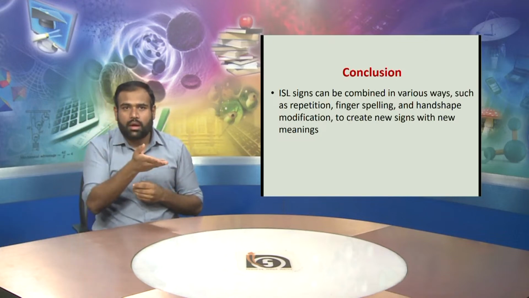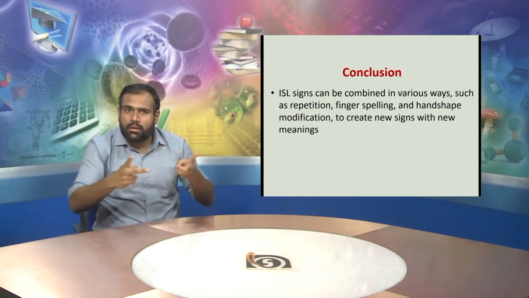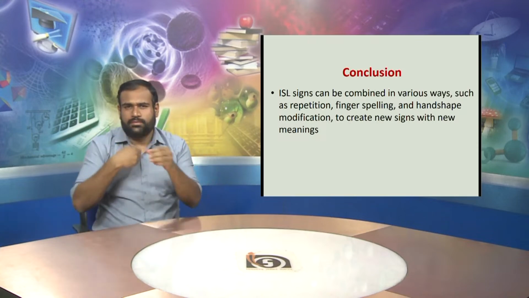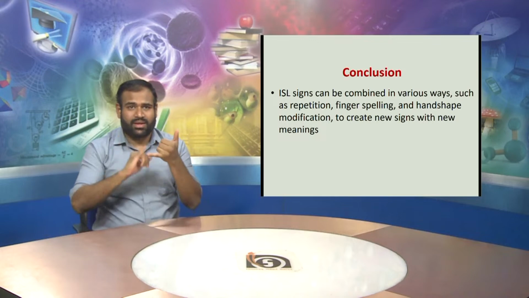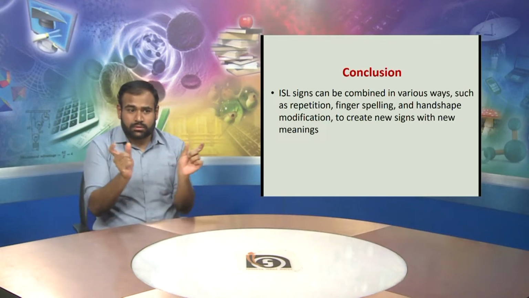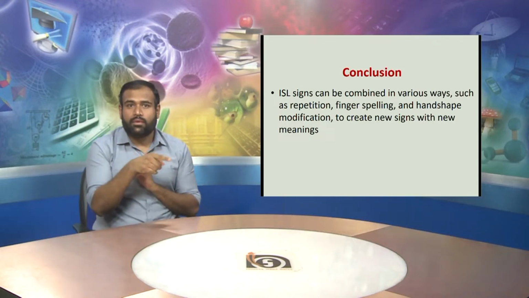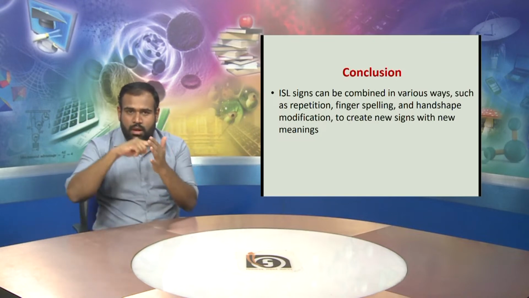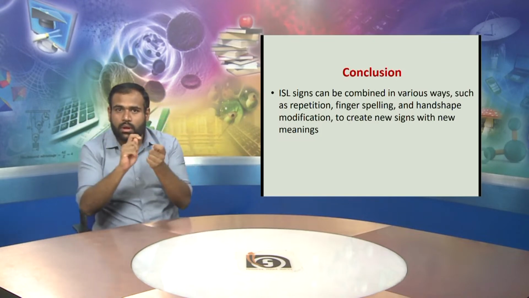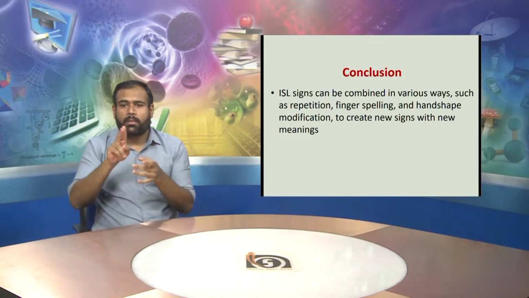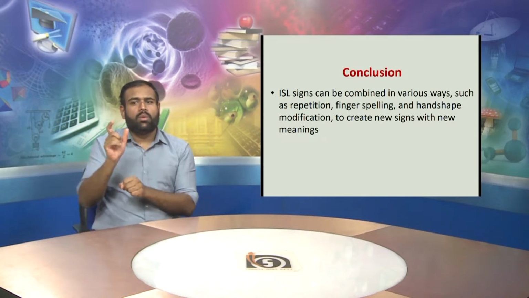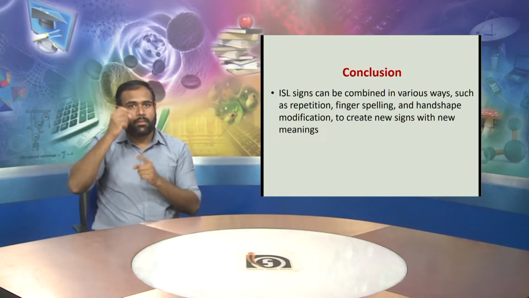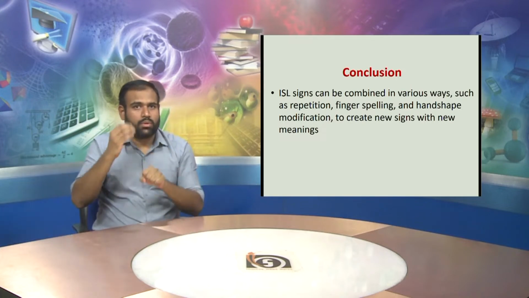I hope you all understood and will be practicing them. So this is the conclusion. Now, ISL signs can be combined in various ways, such as repetition. Sometimes we do finger spelling, sometimes hand shape modification, so that new signs can be created and a new meaning along with that new sign is created.